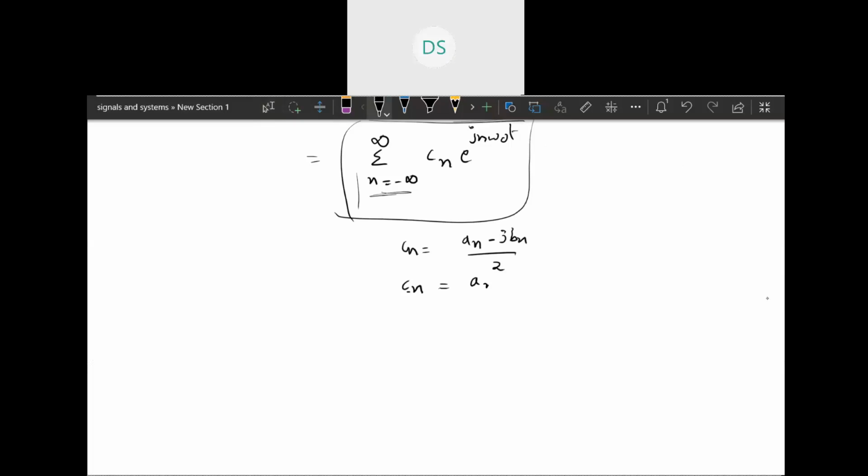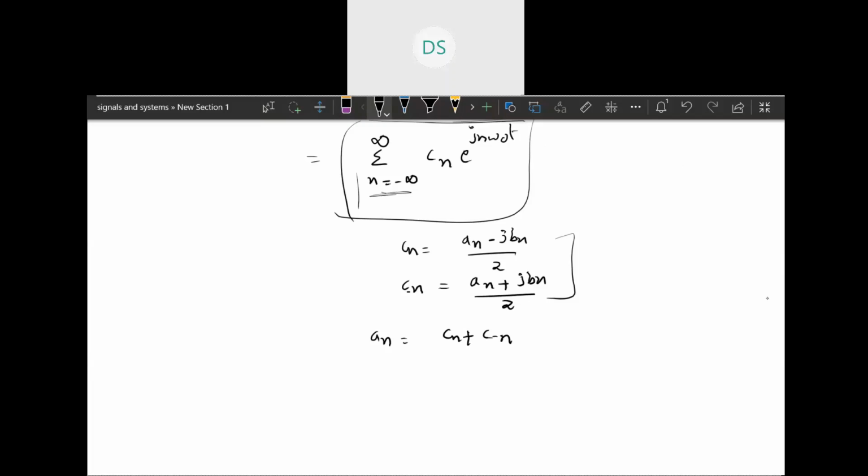Okay, you can also derive the relationship between this an and bn term, an and bn with the cn. We already know cn is equal to an minus jbn by 2 and c minus n is equal to what? An plus jbn by 2. So from this one you can find out the relationship. If you add these two terms, then it will become an is equal to what? Cn plus c minus n. If you add these two, jbn and jbn will get cancelled.